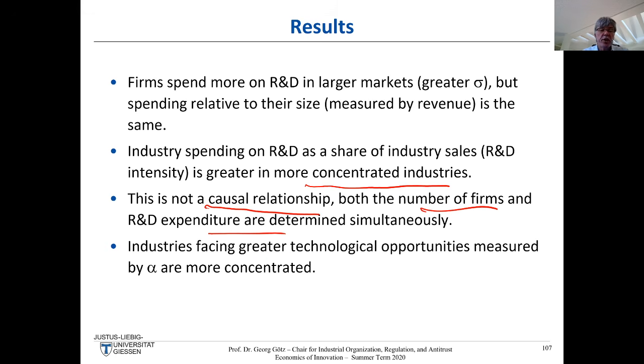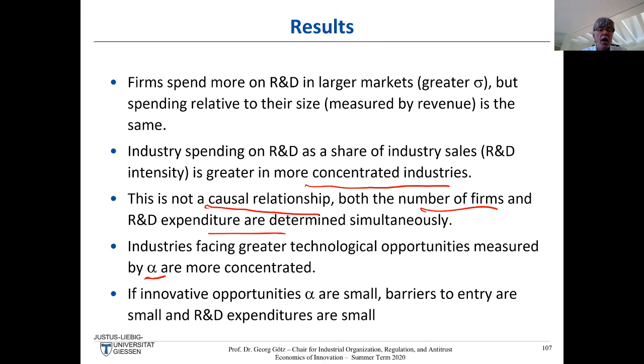And again, industries facing greater technological product opportunities, that's what I called here the R&D productivity, are more concentrated. That's what I just showed you a minute ago. Okay, and if innovative opportunities alpha are small, barriers to entry are small, and R&D expenditures are small. If you cannot do a lot of R&D, you can also enter the market, because no one will spend a lot on R&D, and therefore your fixed cost, your entry barriers, will be low.